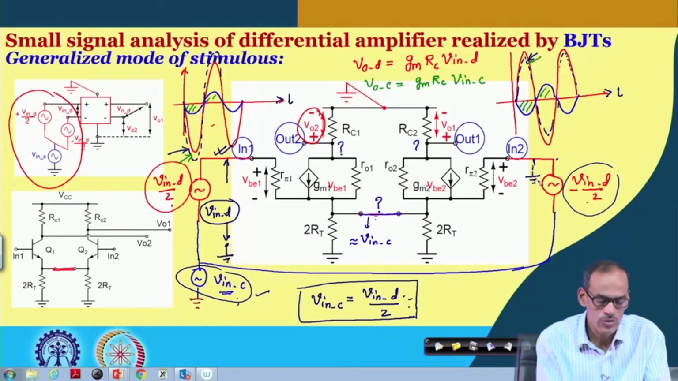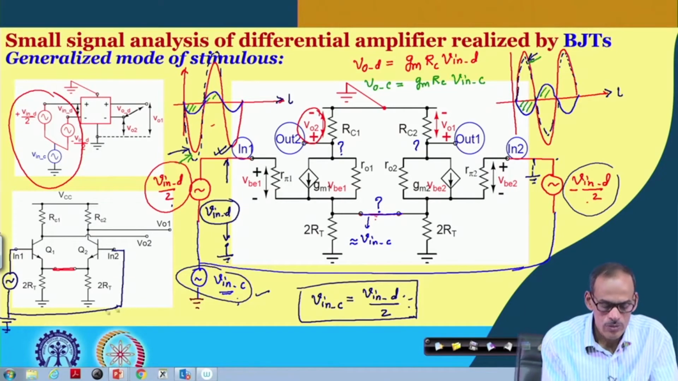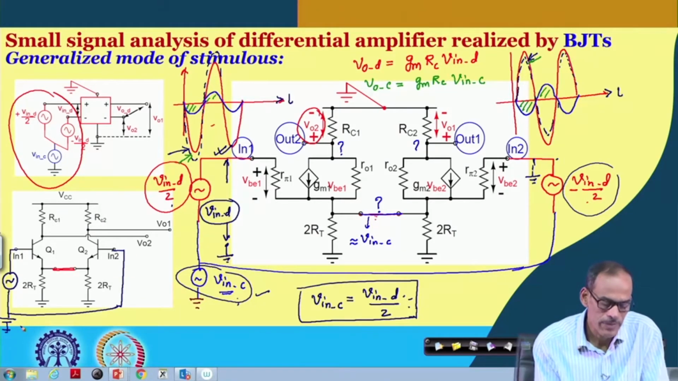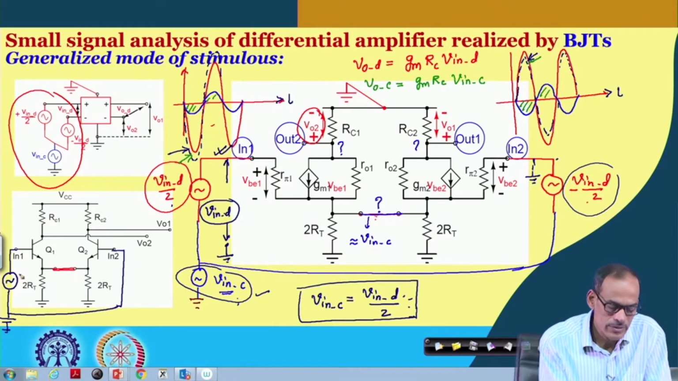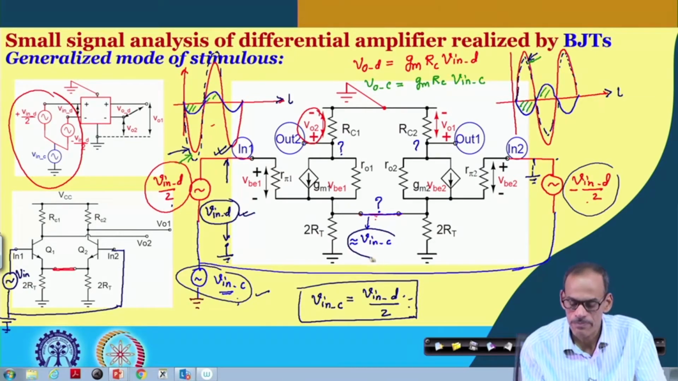Many a times, suppose you have an amplifier like this, we like to give signal only at one end, along with the DC, while at the other input we like to give only this DC. The complete signal, you may say, is V in, incidentally that is this V in D. For such a case, obviously you will be getting a signal here which is V in C, and this signal is V in D by 2.